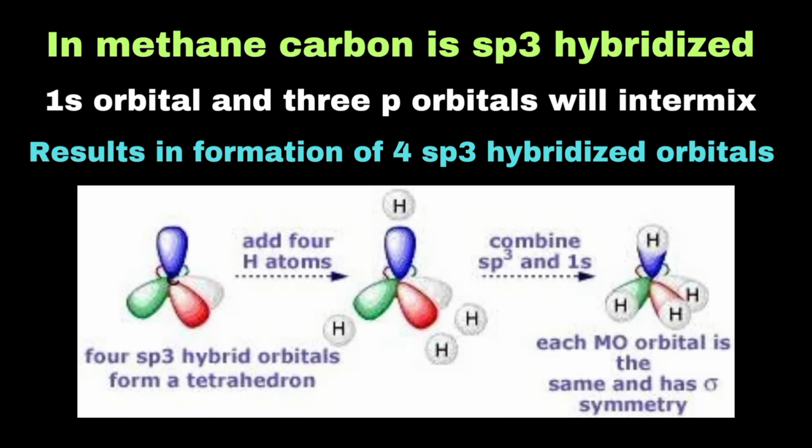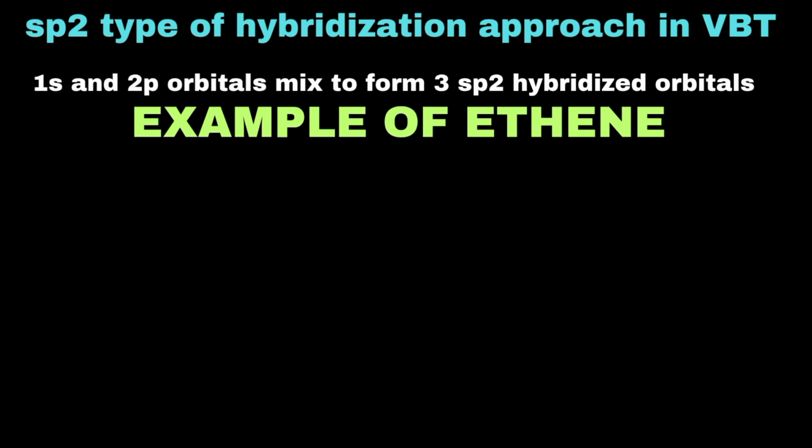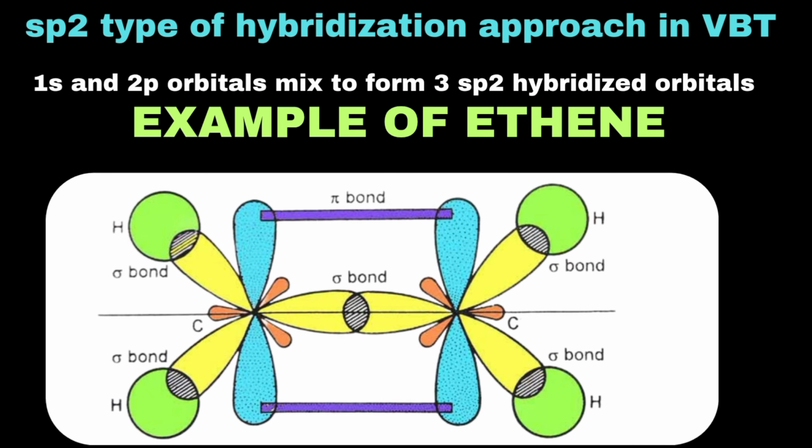Now moving towards sp2 hybridization. In this case, one 2s and two 2p orbitals intermix to form 3 sp2 hybridized orbitals. We can understand it with the example of ethene. In ethene, each carbon atom forms 3 sigma bonds, 2 with hydrogen and 1 with another carbon. One 2s and two 2p orbitals of carbon mix to form 3 sp2 hybrid orbitals. The remaining unhybridized p orbital forms a pi bond between the 2 carbon atoms. The sp2 hybrid orbitals arrange themselves in a trigonal planar shape with bond angles of 120 degrees.